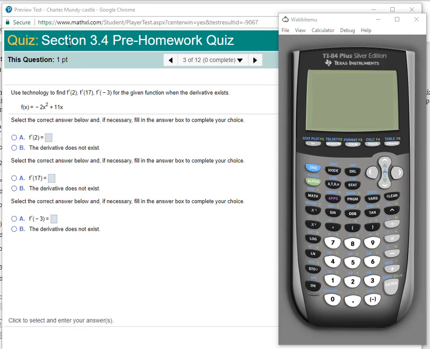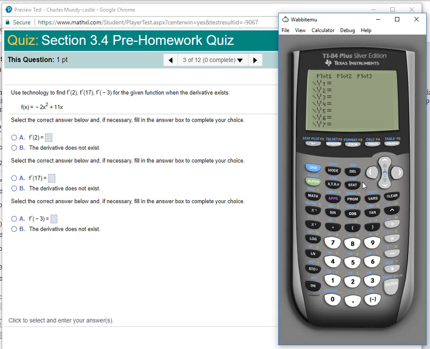Okay, we want to work on this problem from section 3.4. This is finding the derivative. Notice that the problem does say use technology to find this derivative, so that means use the calculator. The TI-84 calculator actually does have this capability, at least graphically, so I'm going to go through how to do that. The first thing you want to do is enter the function.